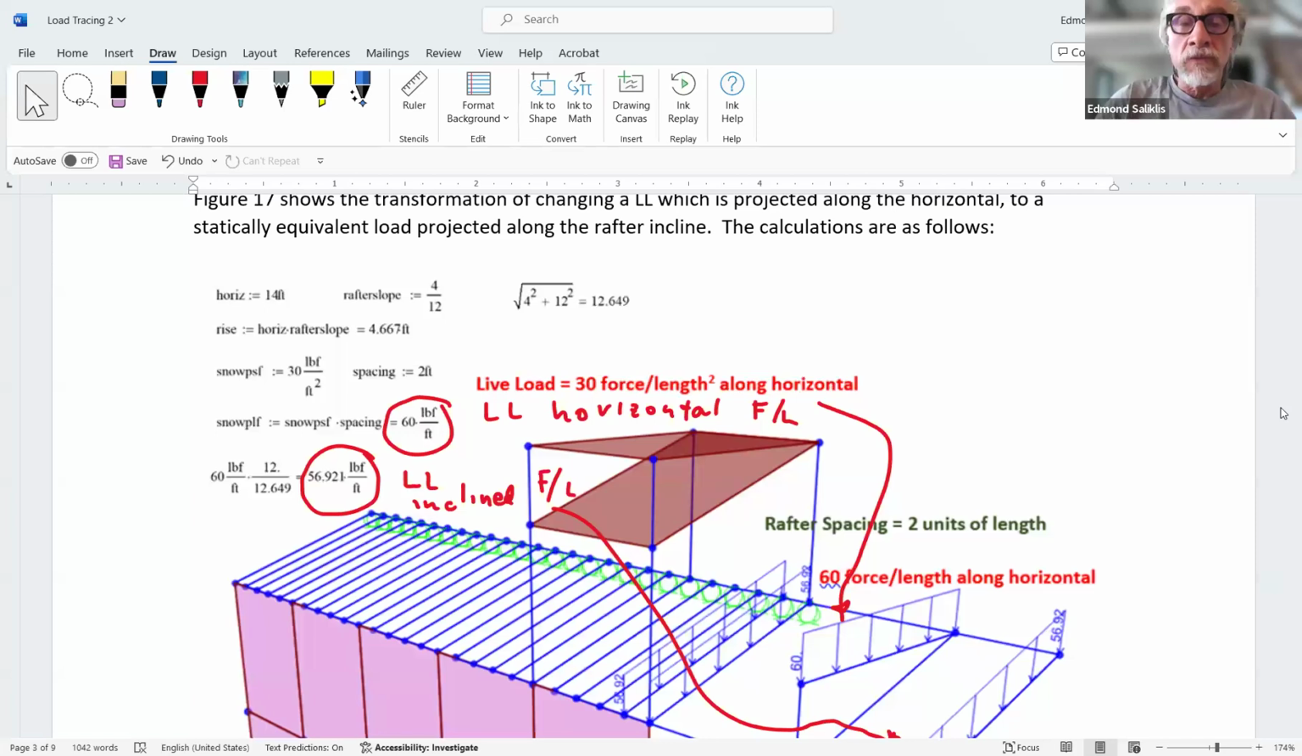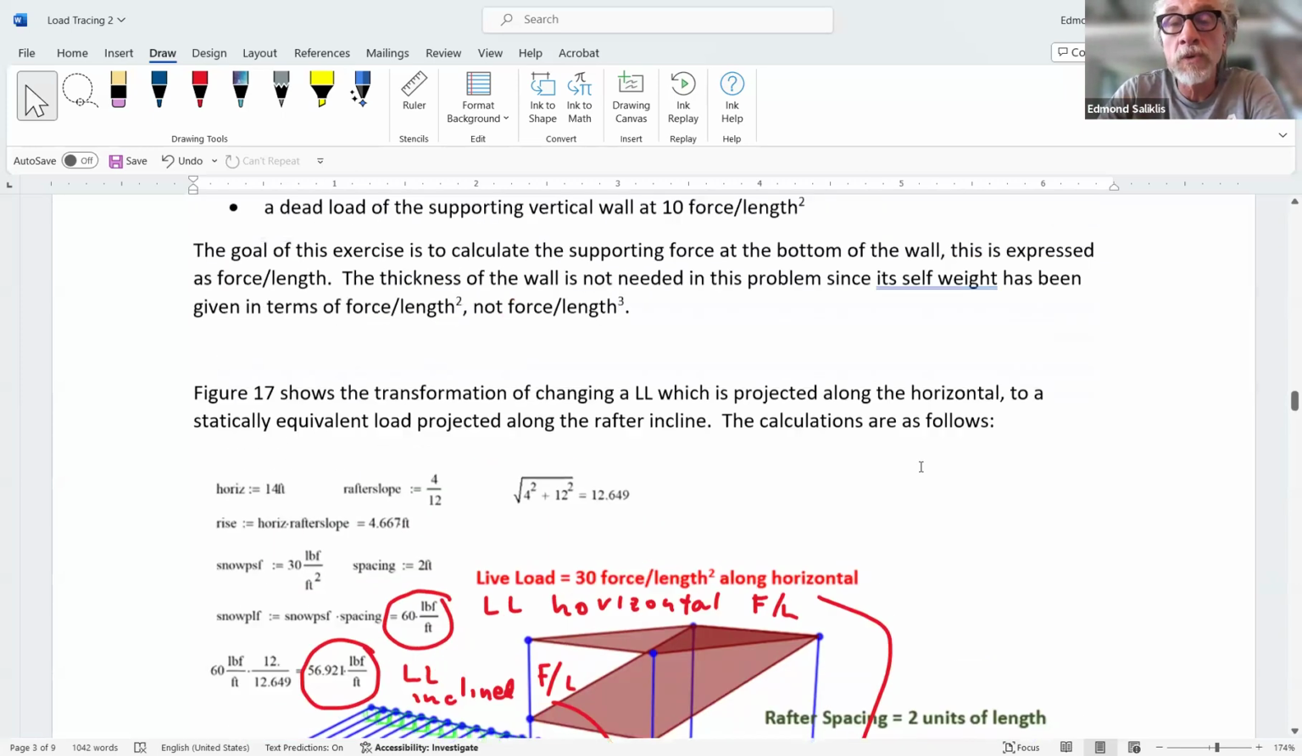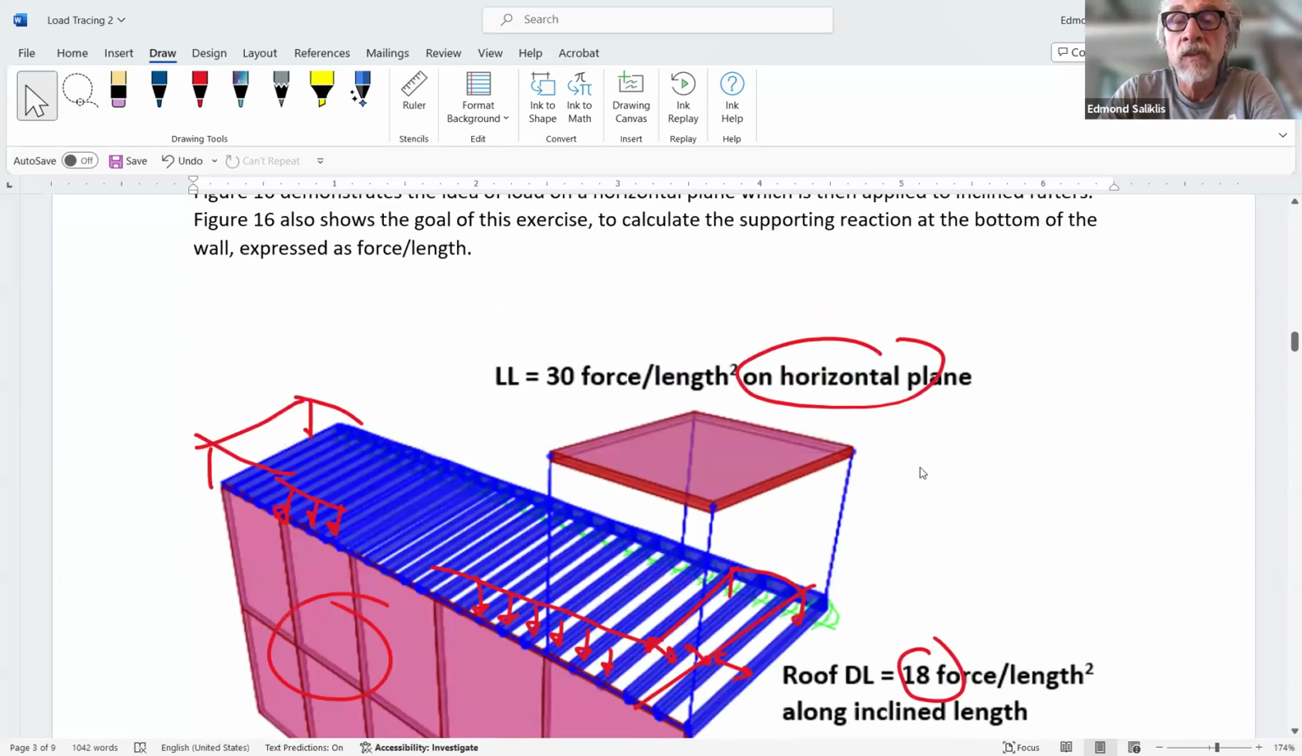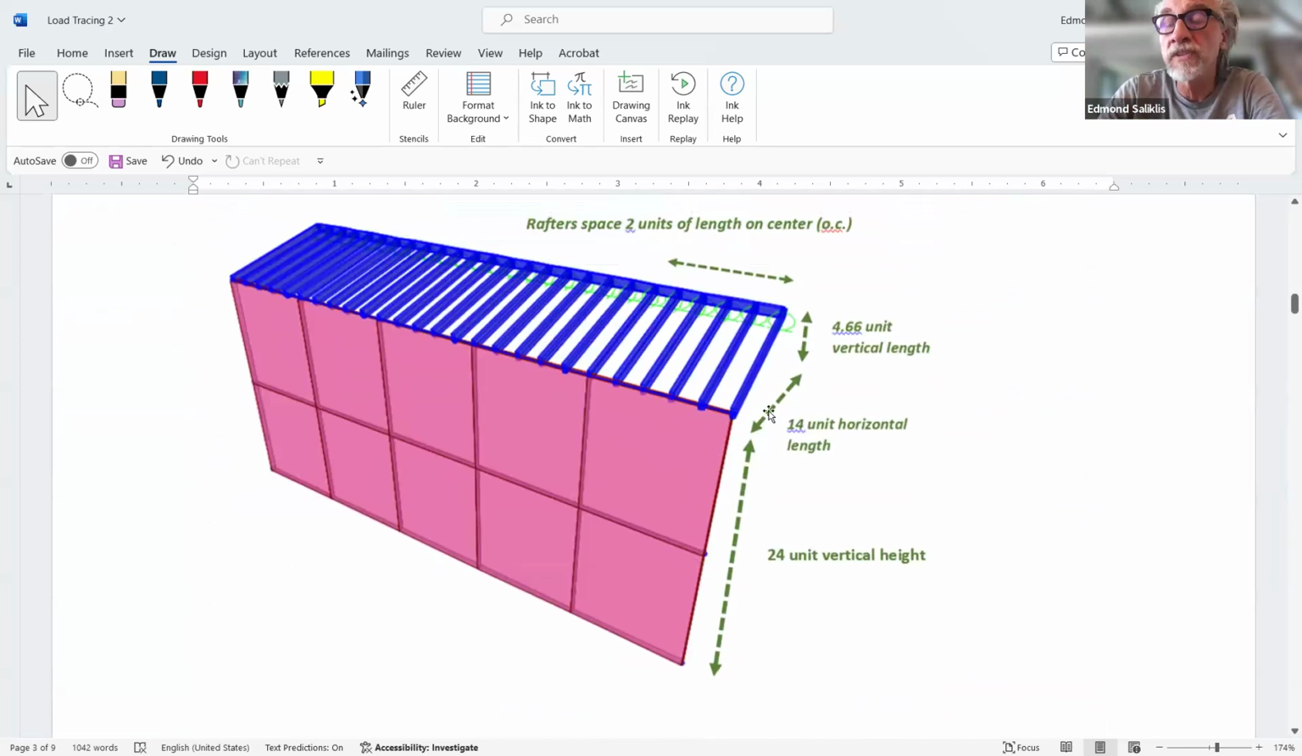It's just a transformation through the slope of the roof. So I did a number of transformations here for you, and I'd like you to check your program with these numbers. Don't worry about feet, don't worry about pounds, let's just say length. Let's say the horizontal length is 14 units of length. We call that the run. How much are you running along? The vertical length is the rise. How much do we go up?